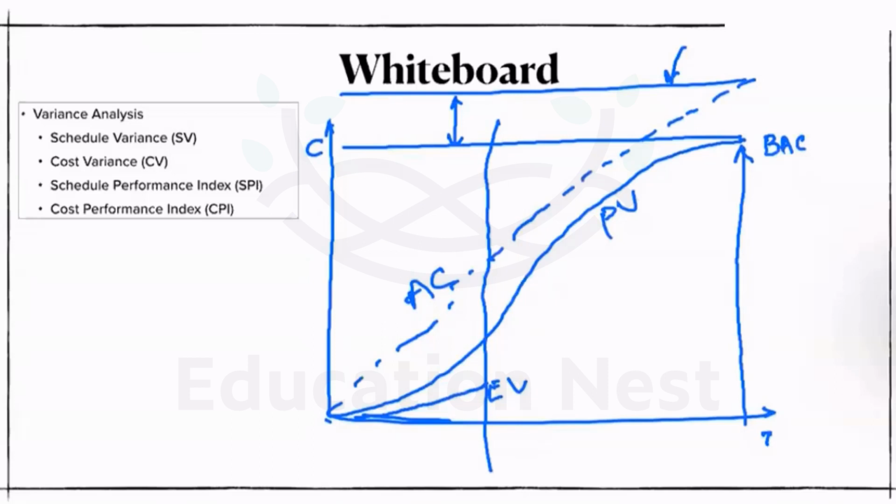So where we are, the variance analysis, right? So here we have 4 processes: the schedule variance, the cost variance, the schedule performance index, and the cost performance index, right? So what is SV? We should learn SV now. SV is nothing but the EV minus PV. Such a simple formula, right? So the schedule variance is nothing but the earned value minus the planned value. Measured at what point? Here.